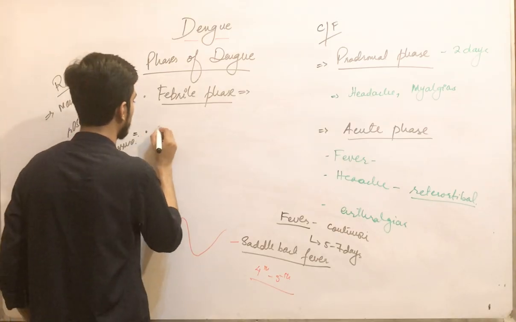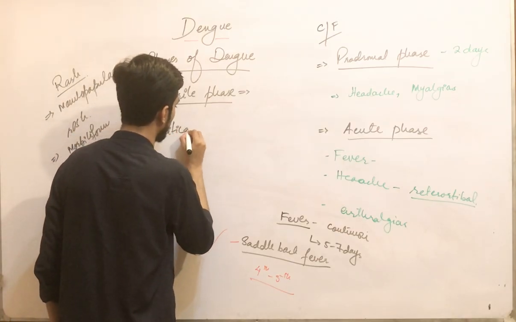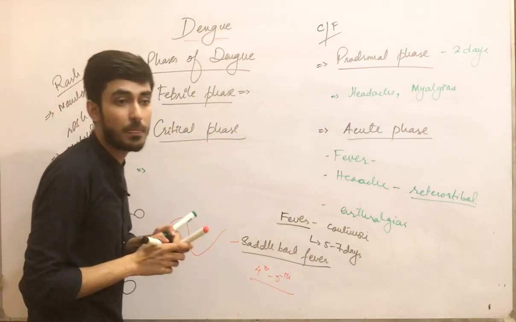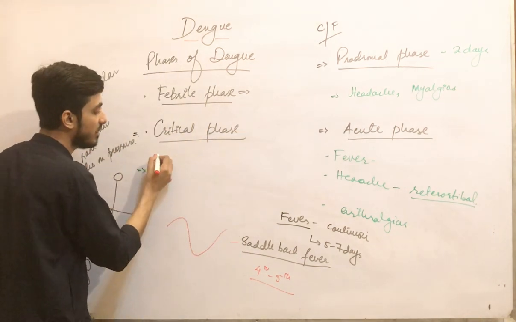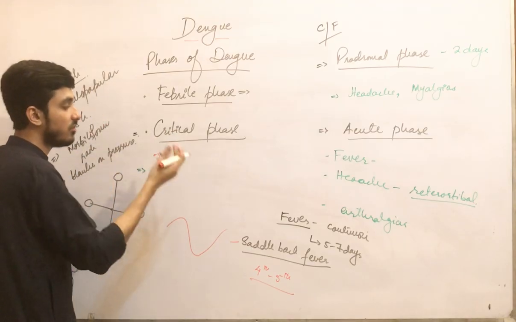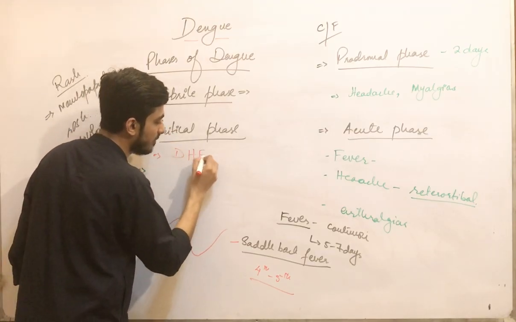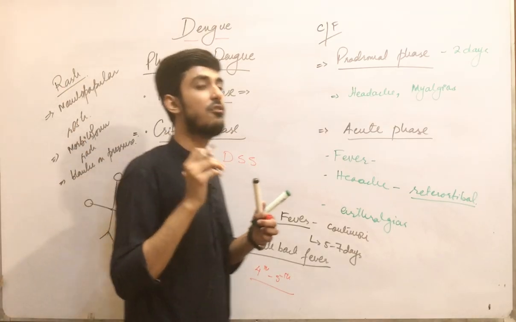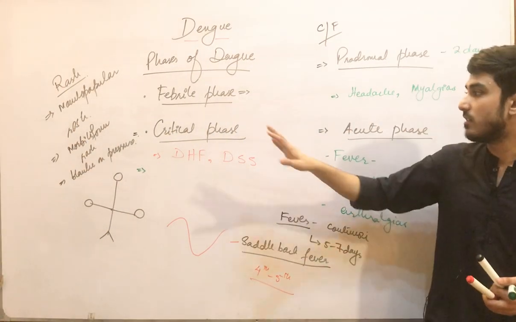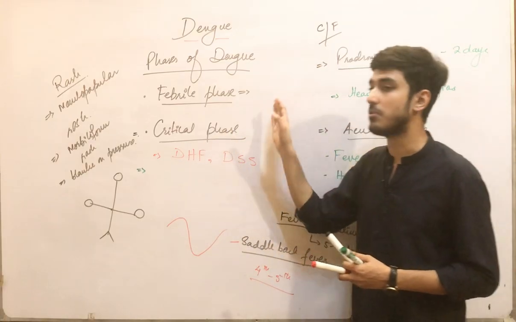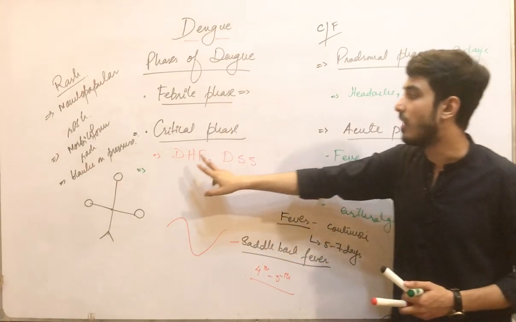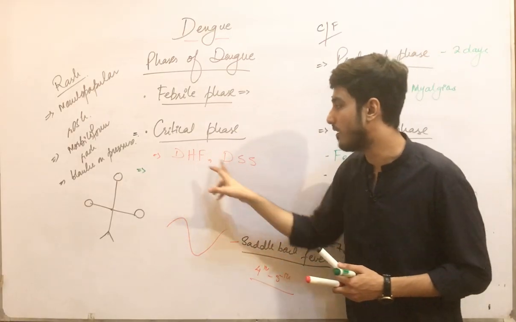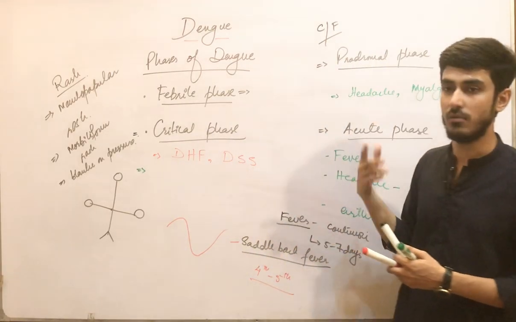Then the second phase is called as the critical phase. Why? Because in this phase the patient can transform into the dengue hemorrhagic fever or dengue shock syndrome. So these both are the life threatening and the very critical conditions. That's why this phase is called as a critical phase. Just wait a while, I will be discussing this dengue hemorrhagic fever and dengue shock syndrome in detail.